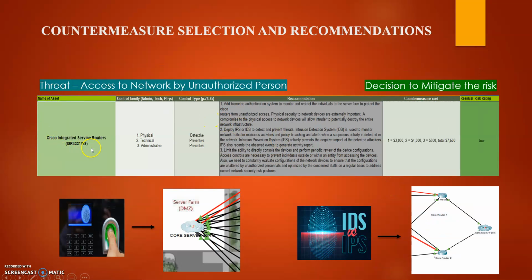The next asset is Cisco integrated service routers, and the threat is access to the network by an unauthorized person. We have decided to mitigate this risk as well. For the threats identified, we have recommended adding a biometric authentication system to restrict and monitor individuals entering the server farm, to protect the routers from unauthorized access. We can also deploy IPS and IDS prevention mechanisms on the routers that are currently utilized in the company. This would help us protect against access by unauthorized persons. The countermeasure cost to deploy this recommendation would be $7,500 in total, with the residual risk rating being low.